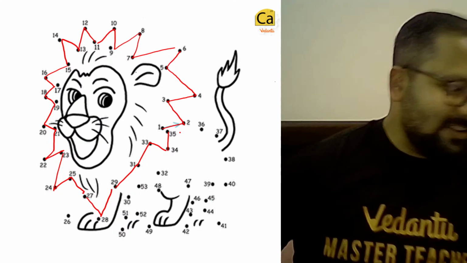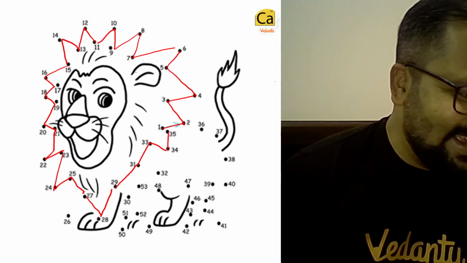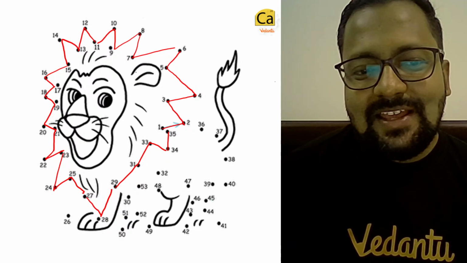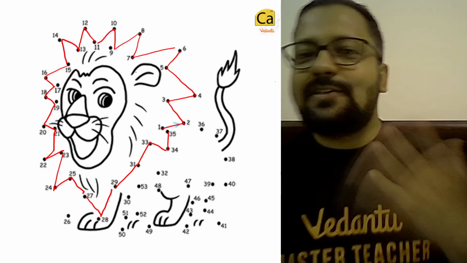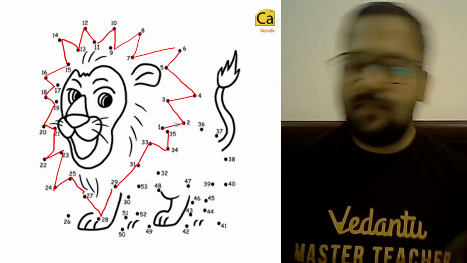This is a lion. Okay, this is a lion. This is a lion. So we have been connecting dots since our childhood, but somewhere we have left the habit. What is the meaning of connecting the dots?